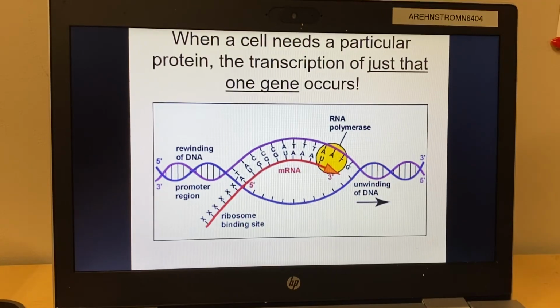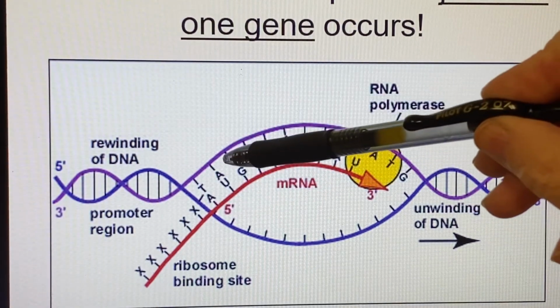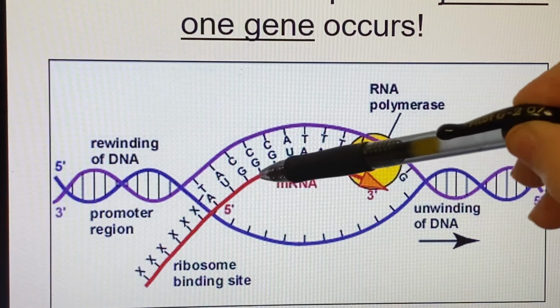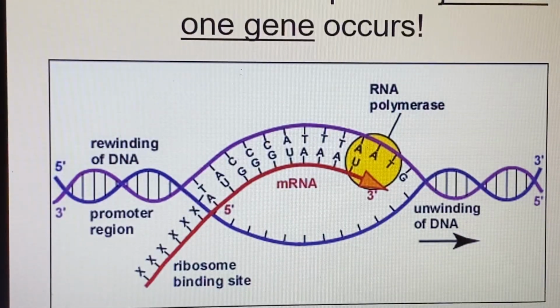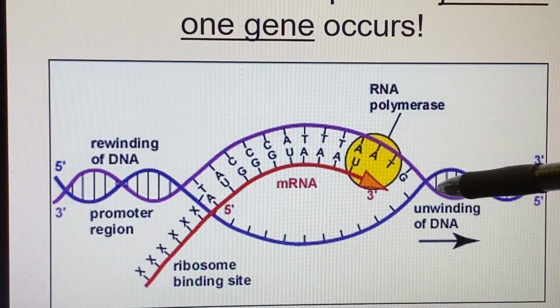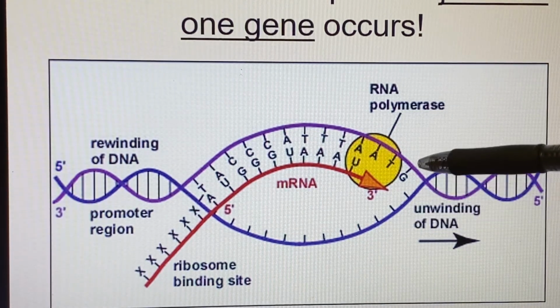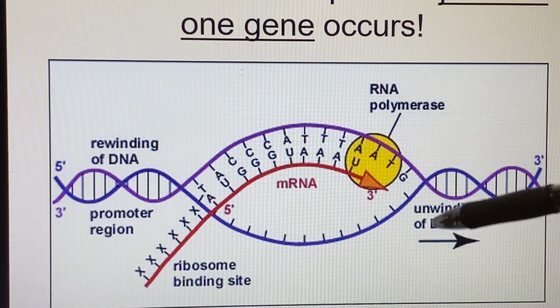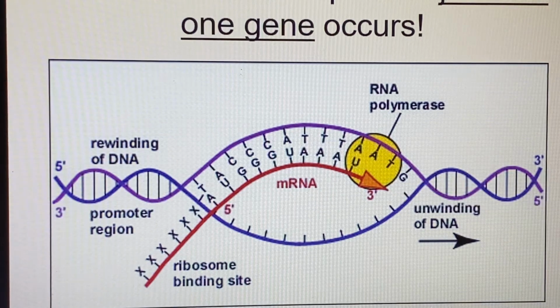Wherever it sees a T, it puts an A. Wherever it sees an A, it puts a U, and then the C's and G's, and so on. Also, every gene has an ending sequence, and this tells RNA polymerase, okay, we're done, you can fall off. Then the DNA winds back up, zips back up, and your messenger RNA, which is shown here in red, then floats out to a ribosome to be translated.